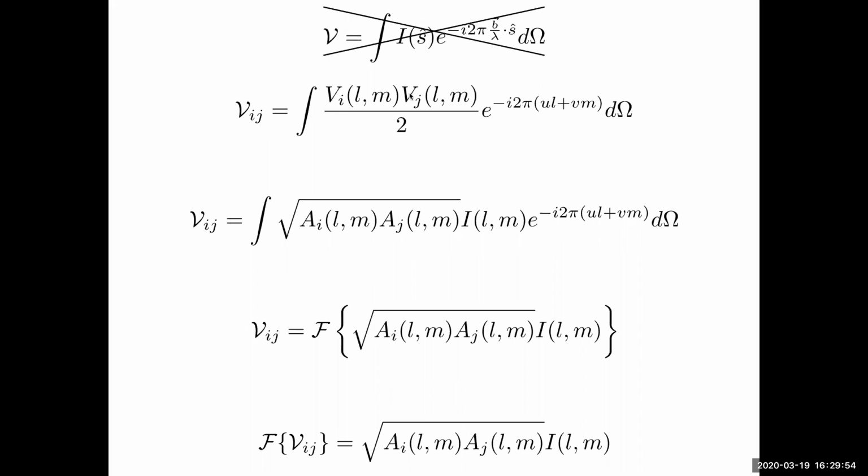Backing up a step, I got this wrong. Previously, we defined the visibility as just the integral over the intensity distribution on the sky. So instead, we're going to integrate over the product of the voltages as a function of position on the sky. I forget where the factor of 2 comes from, but I'm sure it's there for a reason.